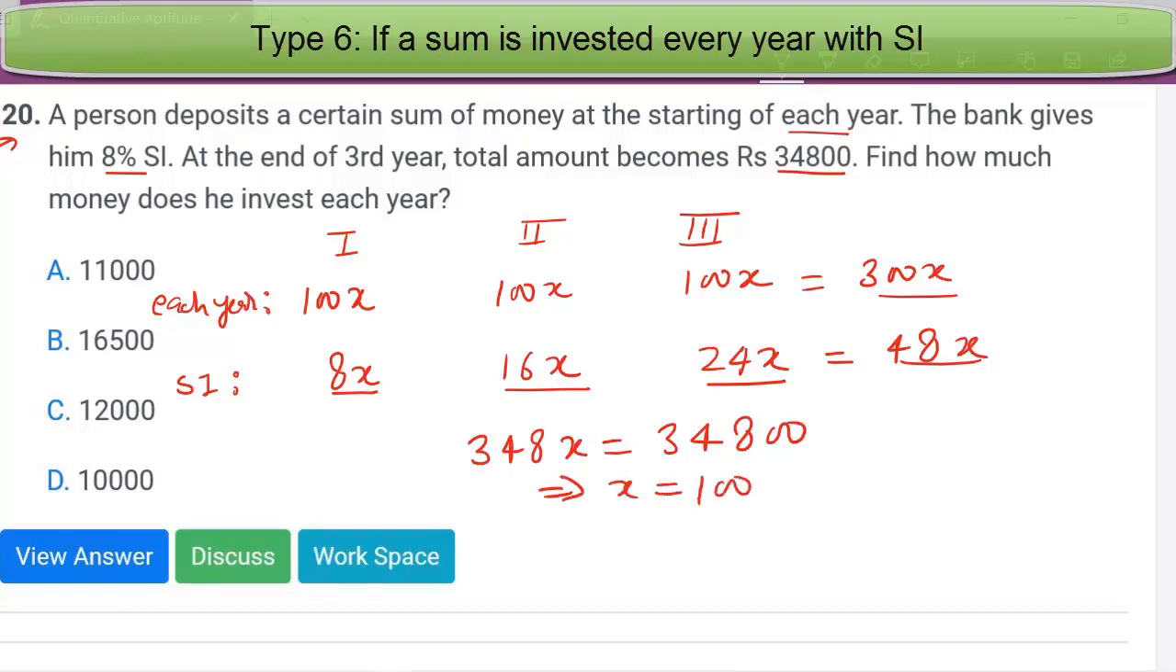Now what is being asked? How much money does he invest each year? So he is investing 100x, that means 100 multiplied by 100, so that becomes 10,000. So 10,000 is the answer. That means option D. Here I have included all different types of questions. I hope this helps.